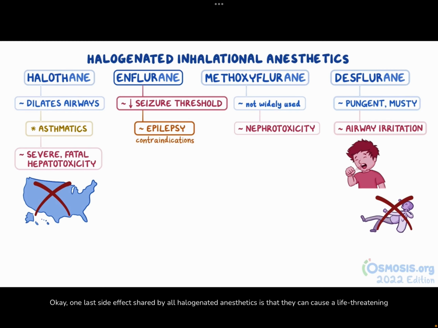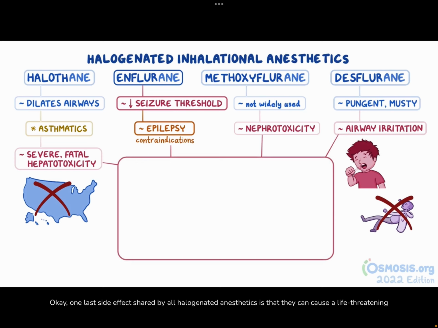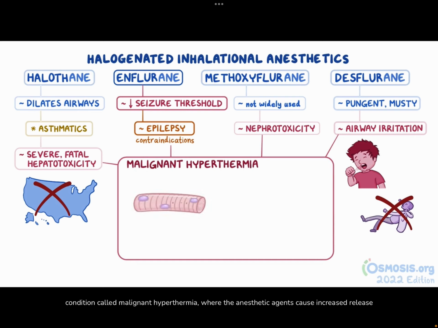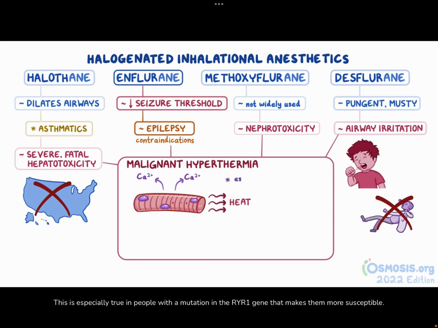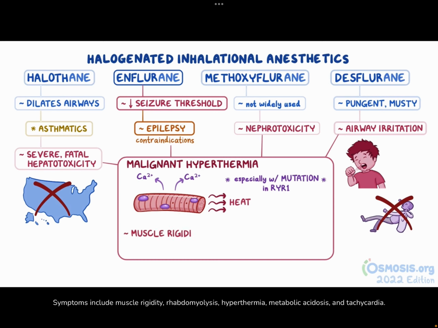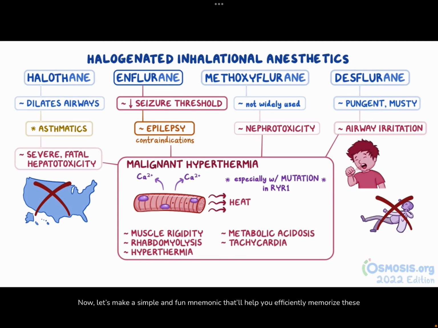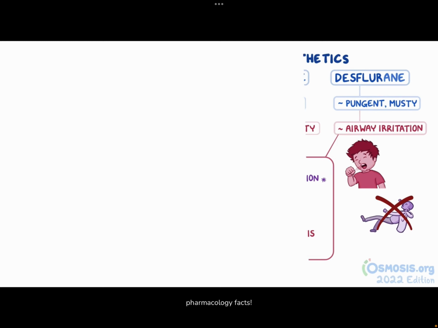Alright, like we mentioned earlier, there's one last side effect shared by all halogenated anesthetics, and that is that they can cause a life-threatening condition called malignant hyperthermia, which is where the anesthetic agents cause increased release of calcium stored in muscle cells, causing them to contract without resting and to generate heat. This is especially true in people with a mutation of the RYR1 gene that makes them more susceptible. Symptoms include muscle rigidity, rhabdomyolysis, hyperthermia, metabolic acidosis, and tachycardia.